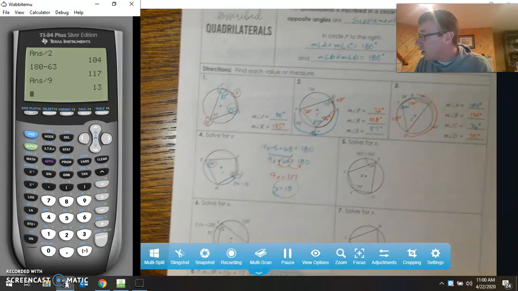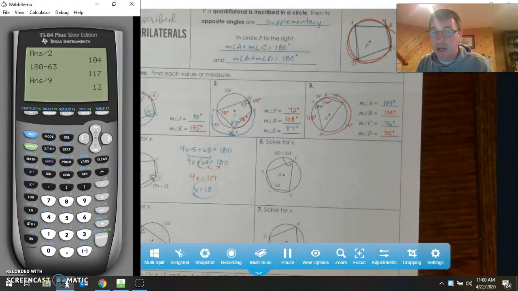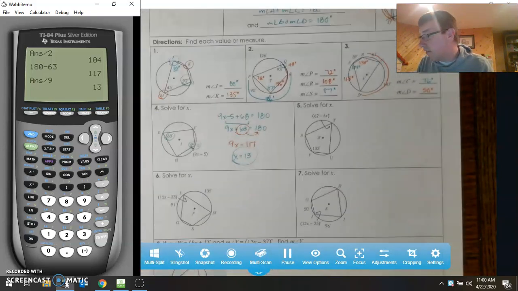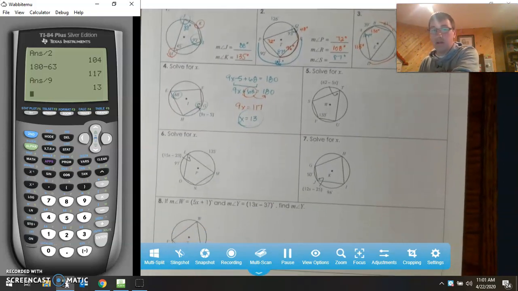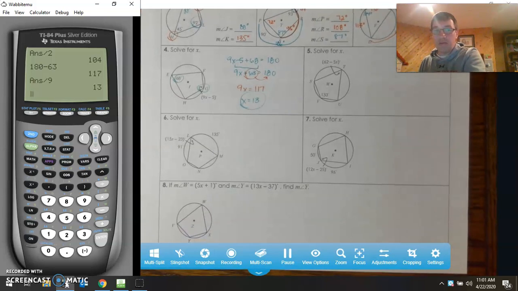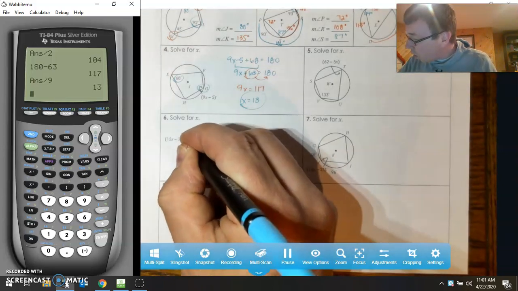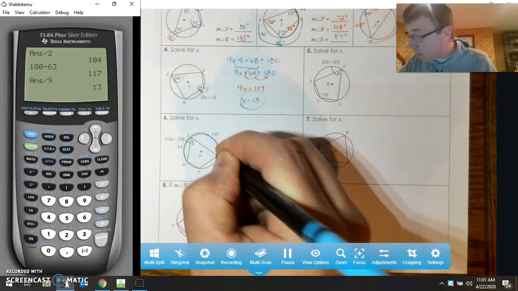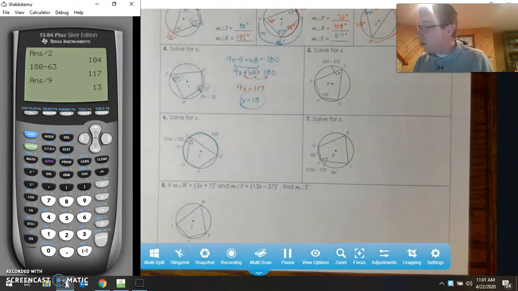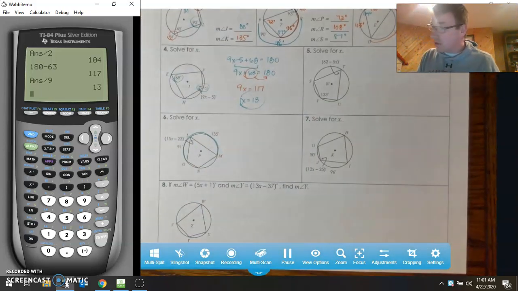Okay. Number 5 is very, very similar, so I'm not going to go over number 5. If we take a look at number 6, it has a little bit more math with it. What I'm going to have to do is find the measure of arc OLM. Measure of arc OLM will be 91 plus 135, which would be 226.